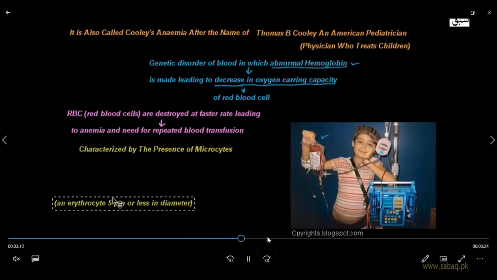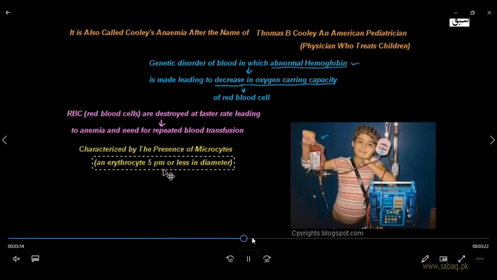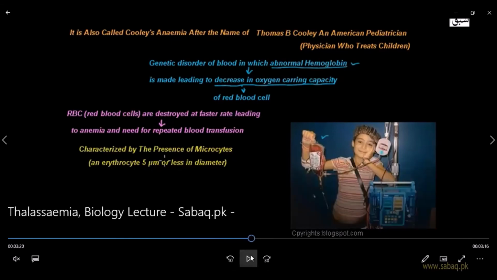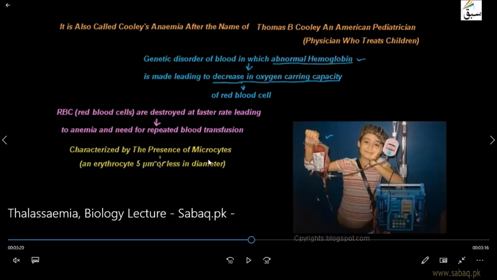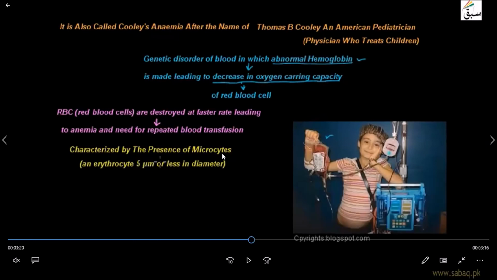Now, what are the characteristics that can tell you that a person is thalassemic? It can be characterized by the presence of microcytes. When you take a blood sample of a thalassemic patient, you'll see the presence of microcytes. What are microcytes? Micro means smaller, cytes means cells. Basically, when the erythrocytes, meaning your red blood cells, are less than 5 micrometers in diameter, they are known as microcytes.